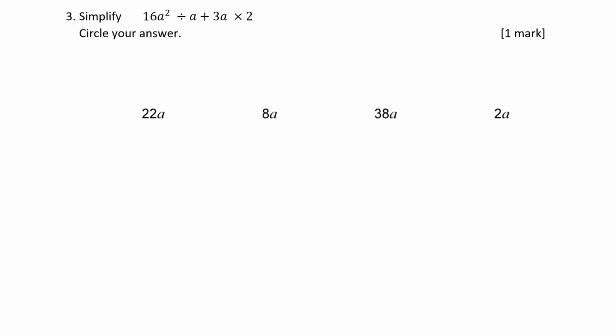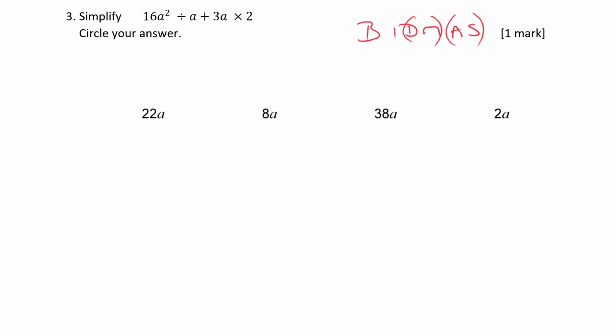Okay, question 3. Simplify 16a squared divided by a, plus 3a times 2. Okay, quite a lot going on in this expression. If we're going to simplify it, we're going to use BIDMAS, aren't we? BIDMAS: brackets, indices, division, multiplication, addition, subtraction. So we can see division and multiplication come before addition and subtraction. So they're the bits we're going to do first.